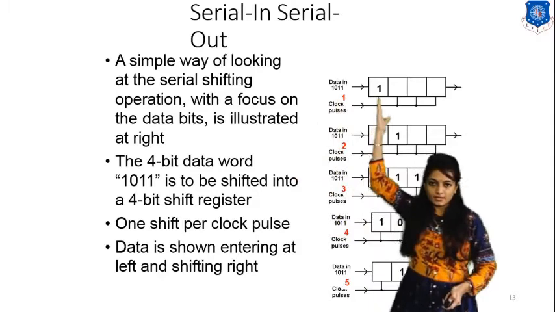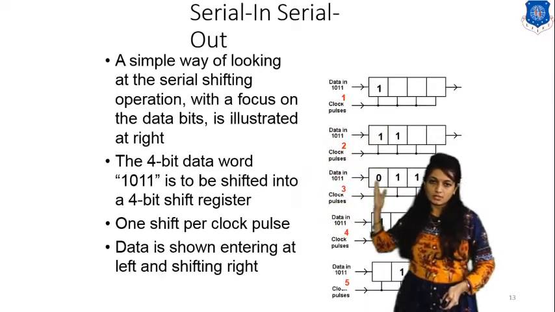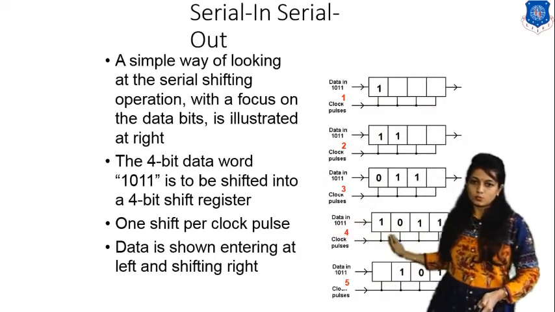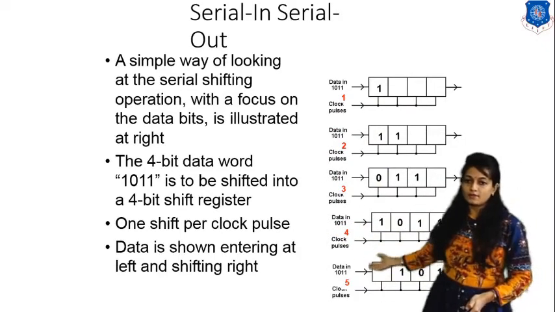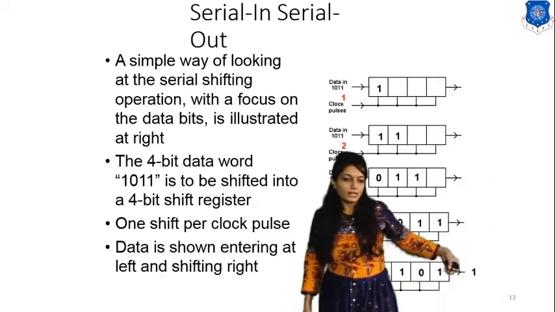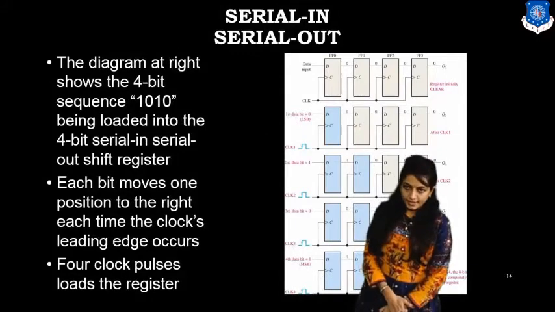First clock pulse, 1 is inserted; second clock pulse, this 1 is inserted; third clock pulse, 0 is inserted; and at the fourth clock pulse, it is 1011. For the output, again the clock pulse is there, so 1 will be out. Now, its logical diagram.